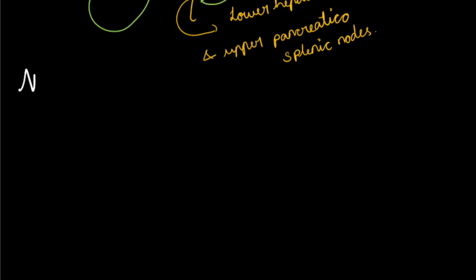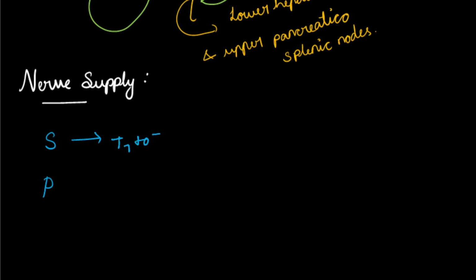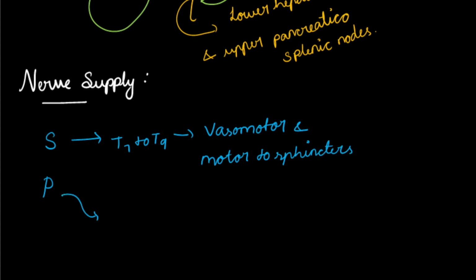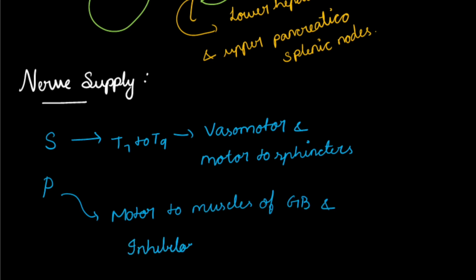Now regarding the nerve supply of the gallbladder. As usual, there is sympathetic and parasympathetic supply. The sympathetic nerves arise from the T7 to T9 level, and they are vasomotor in action and motor to sphincters. In case of parasympathetic supply, it is mainly through the vagus nerve, and they are motor to the musculature of the gallbladder and inhibitory to sphincters.